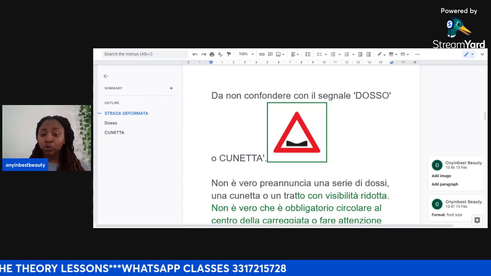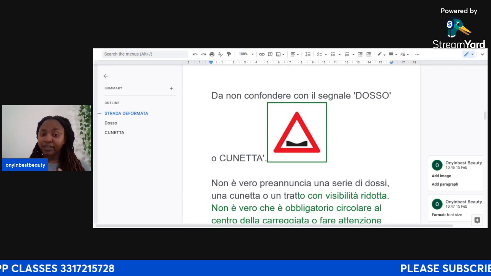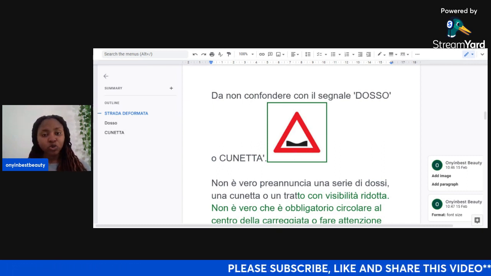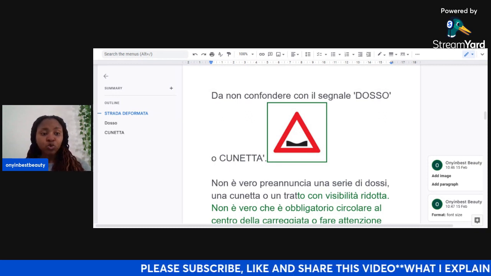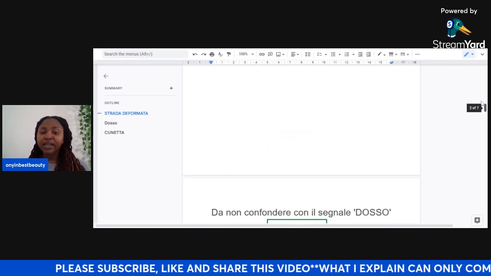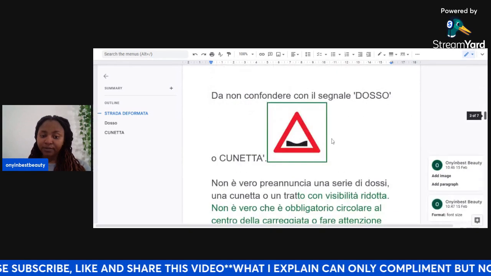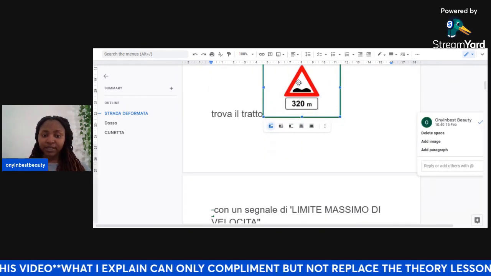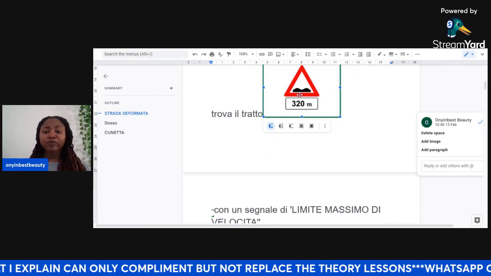Okay, you're going to see dosso, which is this one. You're going to see the picture after this particular strada deformata. But have it in mind, this is cuneta, and we also have the one that is called dosso. Do not confuse the two with strada deformata. This is strada deformata. You see it. So you have to know them by their shape.